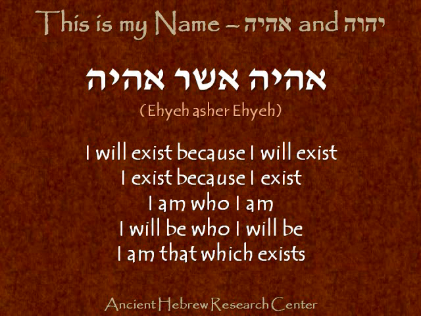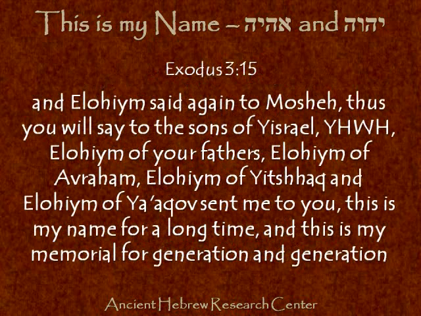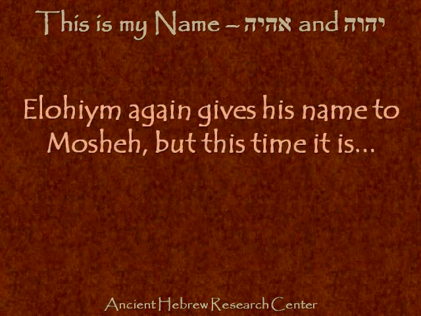Now let's take a look at the next verse. Verse 15. And Elohiym said again to Mosheh, Thus you will say to the sons of Israel, Yahweh, Elohiym of your fathers, Elohiym of Avraham, Elohiym of Yitzchak, and Elohiym of Yaakov sent me to you. This is my name for a long time, and this is my memorial for generation and generation.